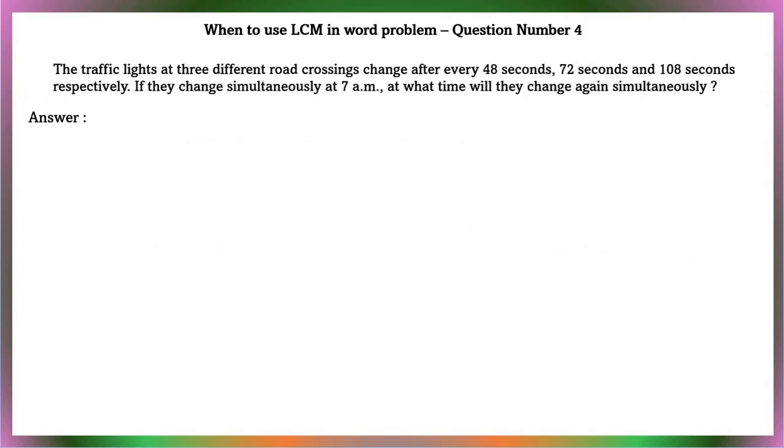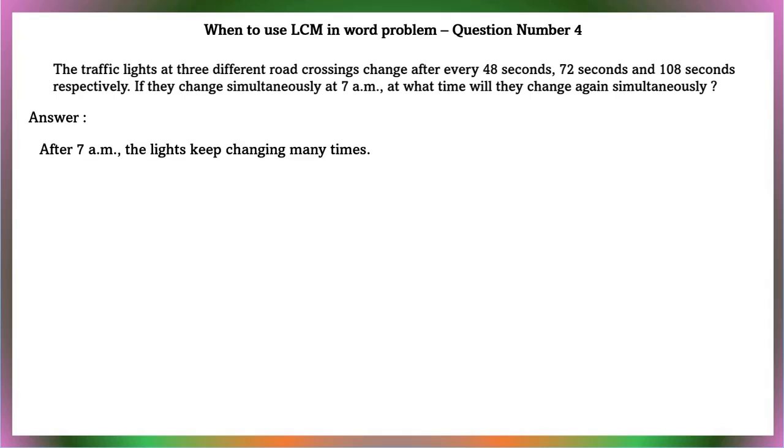Question number 4. The traffic lights at 3 different road crossings change after every 48 seconds, 72 seconds and 108 seconds respectively. If they change simultaneously at 7 a.m., at what time will they again change simultaneously?